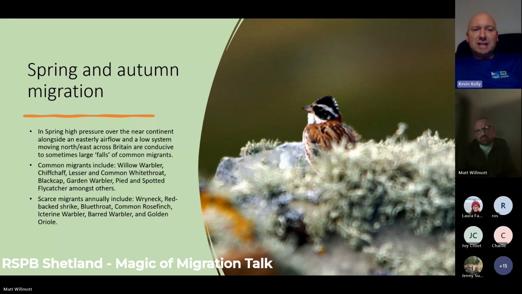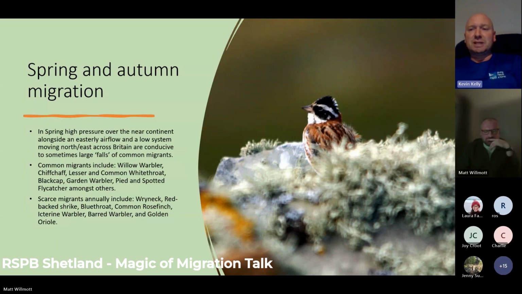So spring tends to be that movement of birds heading straight back to breeding grounds. So there's a real urgency to get back. So there tends to be very short stays at stop-off points while they feed up and be in peak condition to get back to breeding grounds.